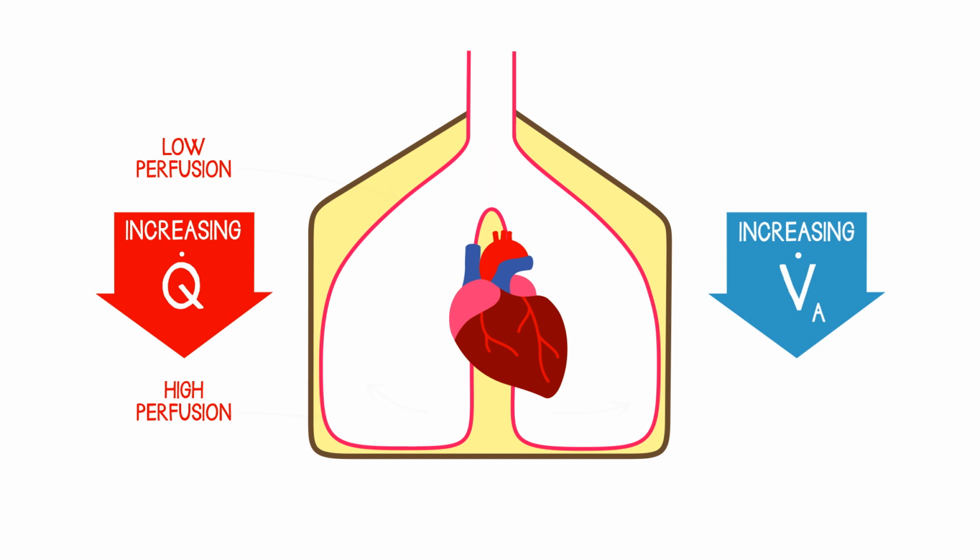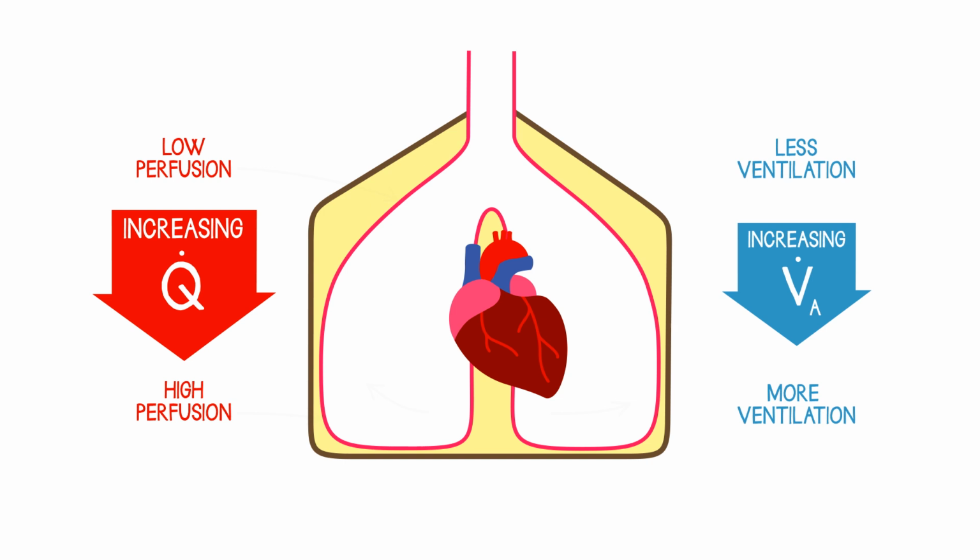So what we have is a situation where both ventilation and perfusion are affected by gravity. At the top of the lung you have less ventilation and less perfusion. At the bottom of the lung you have more ventilation and more perfusion. But it turns out that gravity affects the blood more than it affects the lung. In other words, the effects on perfusion are greater than the effects on ventilation.